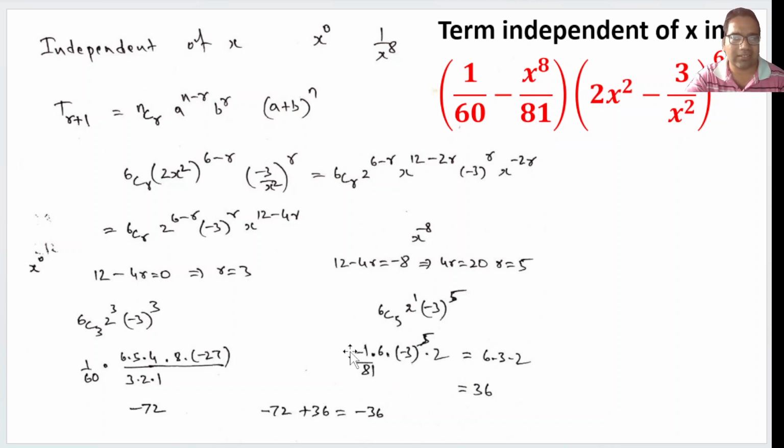There is one minus 3 here, there is one minus here. Why minus? Because it is minus 1 by 81. Right? This minus and this minus will cancel. We'll be left with 6 into another 3 into 2. 6 times 3 is 18, 18 times 2 is 36. So here we are getting minus 72 as term independent of x. Here we are getting another 36 as independent of x. So the total is minus 36. So basically the term independent of x in this entire multiplication is minus 36.